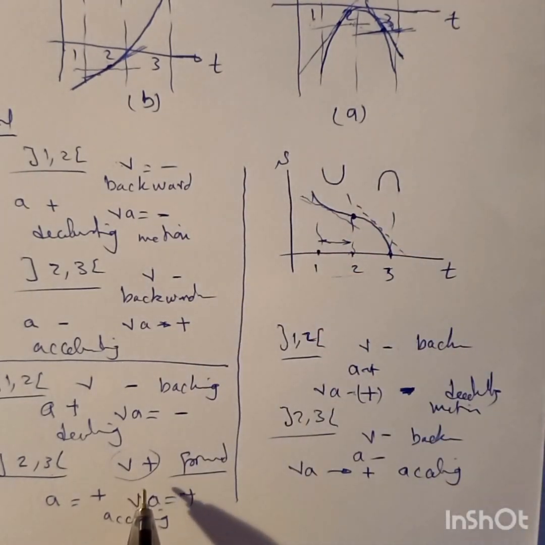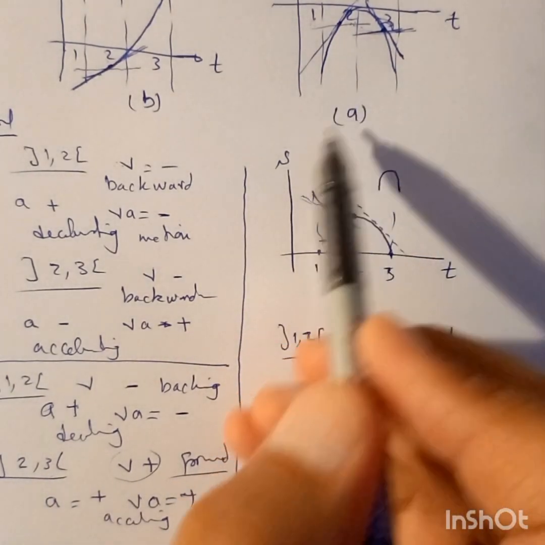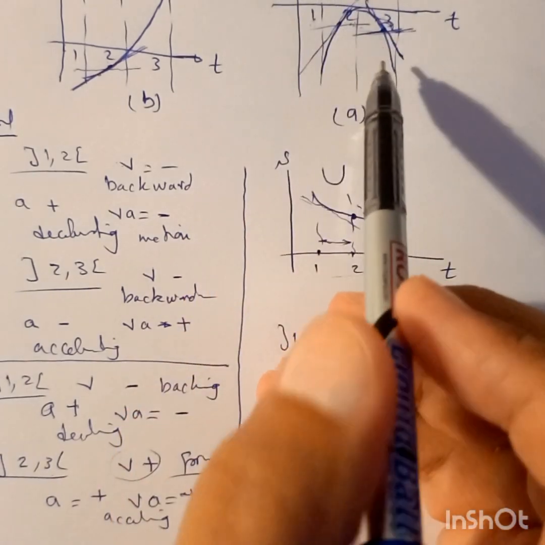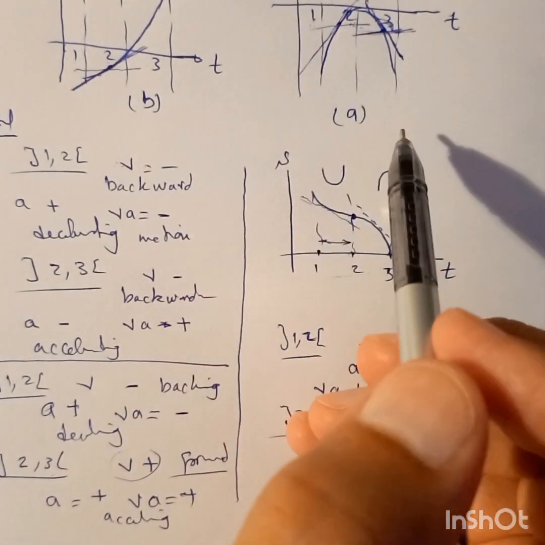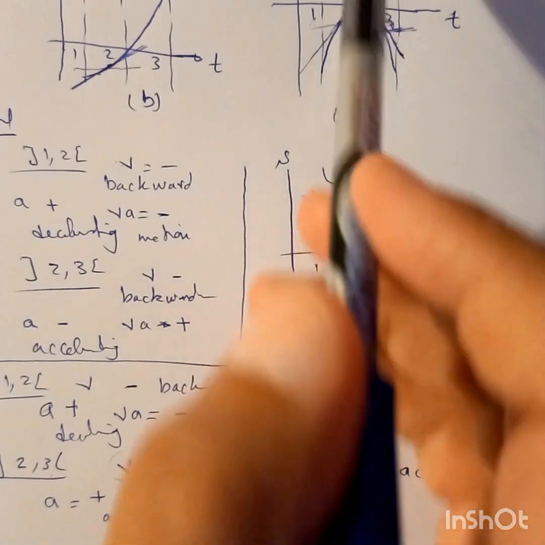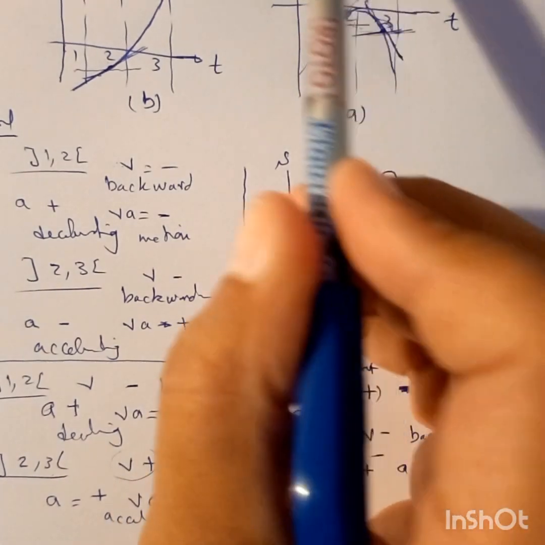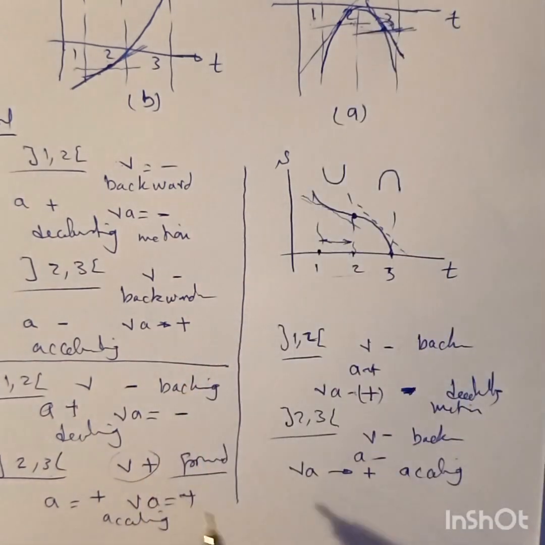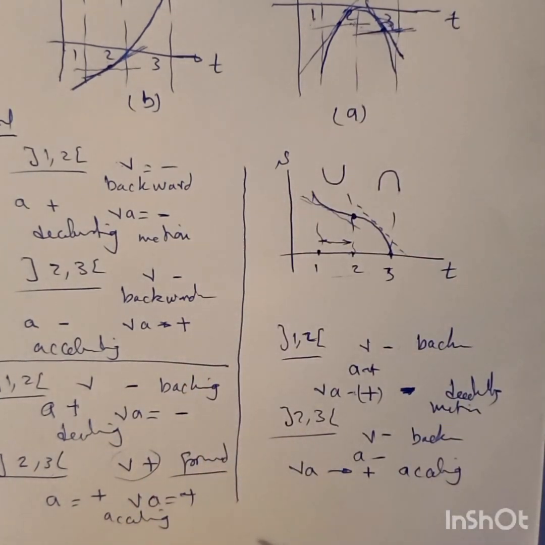Then the matching curve is curve number 1, which represents the relation between v and t of this body moving in a straight line, and it matches the given curve representing the relation between s and t for the same body moving in a straight line.